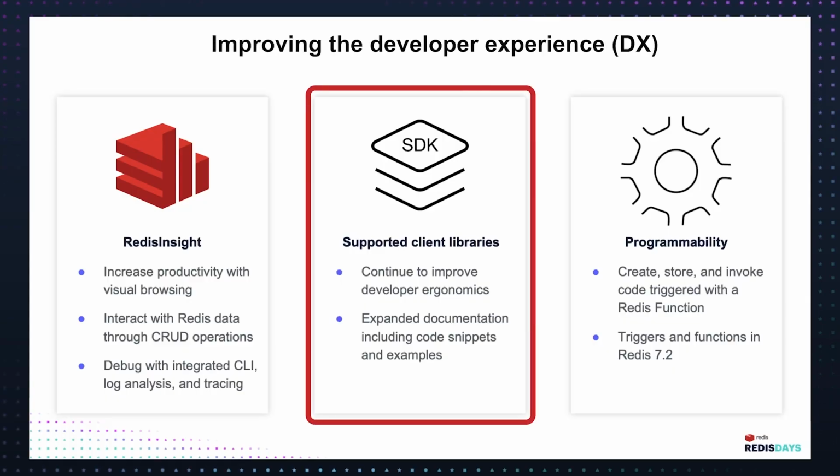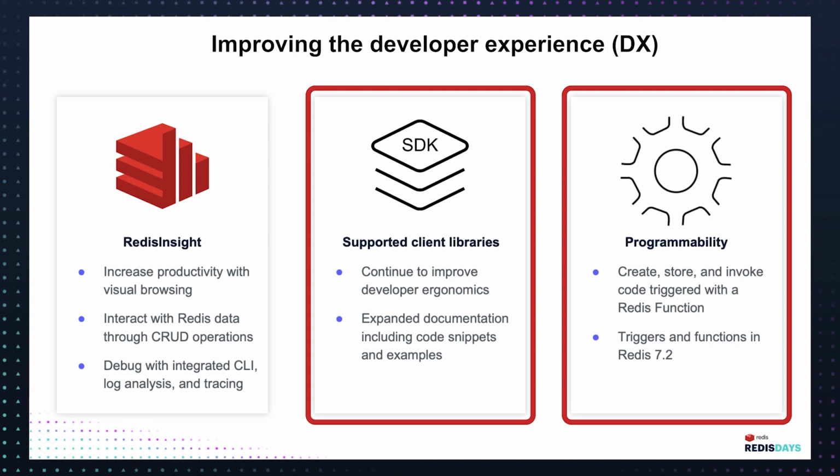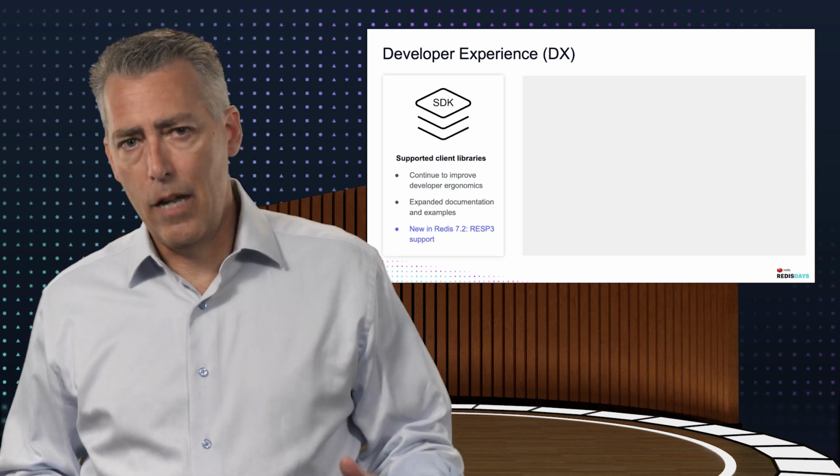Now I'm going to dive into two other areas with important advancements that are part of Redis 7.2. The first is our support for language-specific client libraries, and the other is a new capability called triggers and functions. First, let's talk about client libraries.